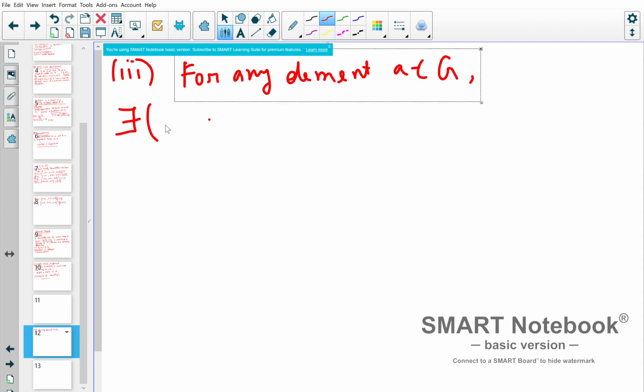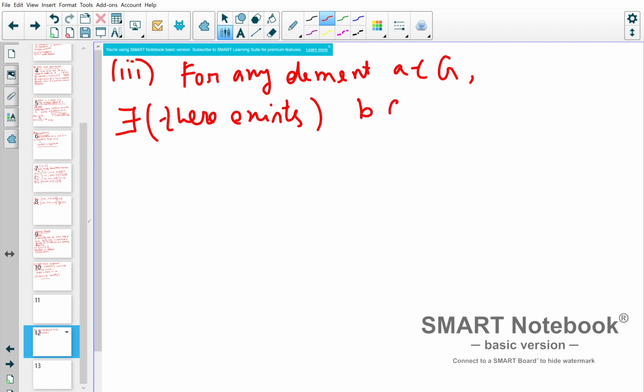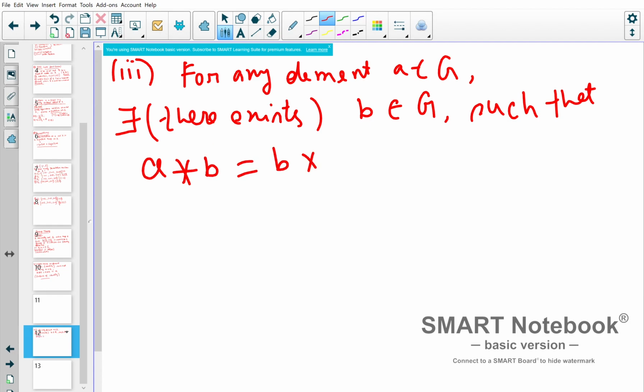Yeah. So this means there exists another element B belonging to G, such that A star B and B star A, whichever direction you do, you will end up with the identity. So this is the existence of inverse. And these you already learned in your schools.